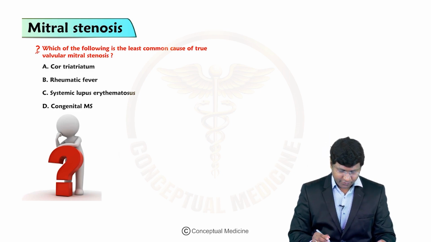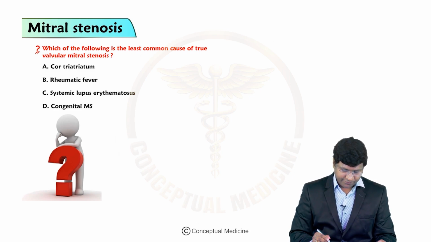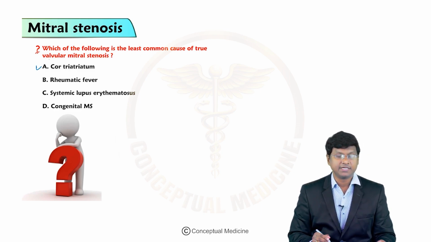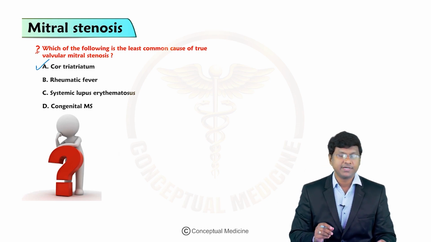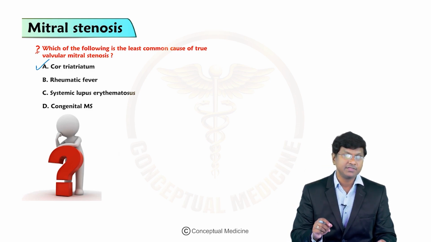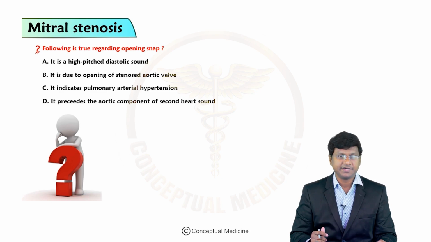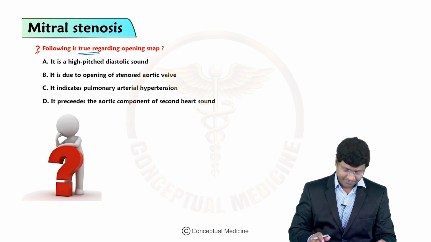Next, which of the following is the least common cause of the true mitral valve stenosis? Cor Triatrium, rheumatic fever, SLE, and congenital mitral stenosis. So the answer is the Cor Triatrium, right? Where you have the presence of a fibrous band within the left atrium, and the left atrium is divided into two chambers here. And it is the least common cause.